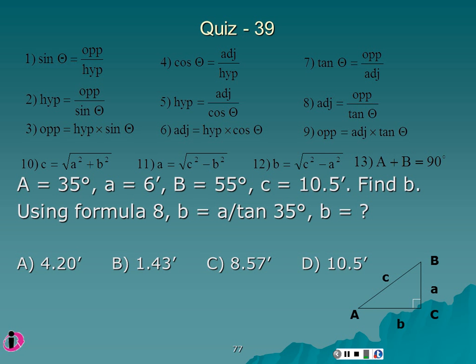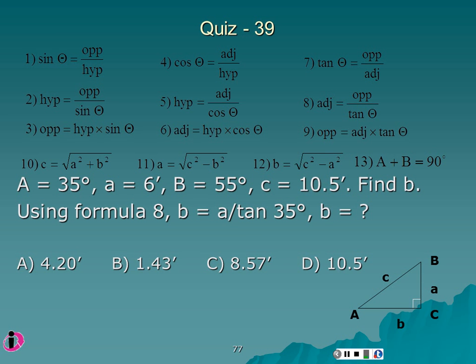So you have to think backward. If b is the adjacent side, what is the angle? It must be capital A, right? So that's why, whenever we are using this formula, formula number 8, we are replacing the adjacent side by b. That means we are assuming that b is an adjacent side, so we have to consider the angle A as theta. So the theta is going to be 35.